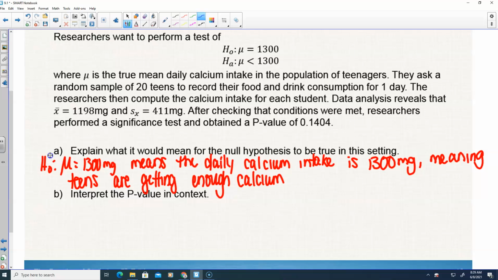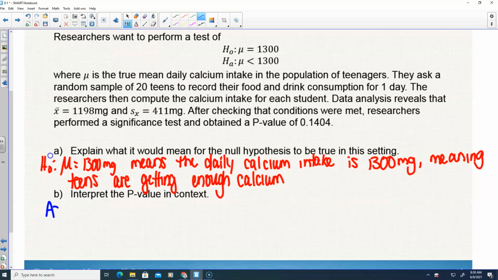So now we have to interpret the p-value. So remember, we always make this based on the assumption that H0 is true. So we say, if the true mean intake is actually 1,300, the chance of getting a sample statistic as extreme or more extreme than the one we got is, in this case, 0.1404.